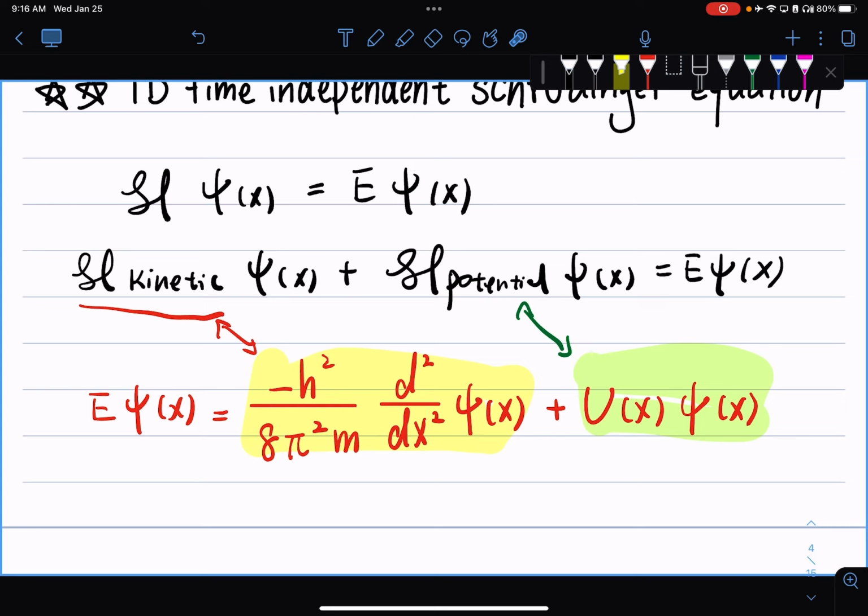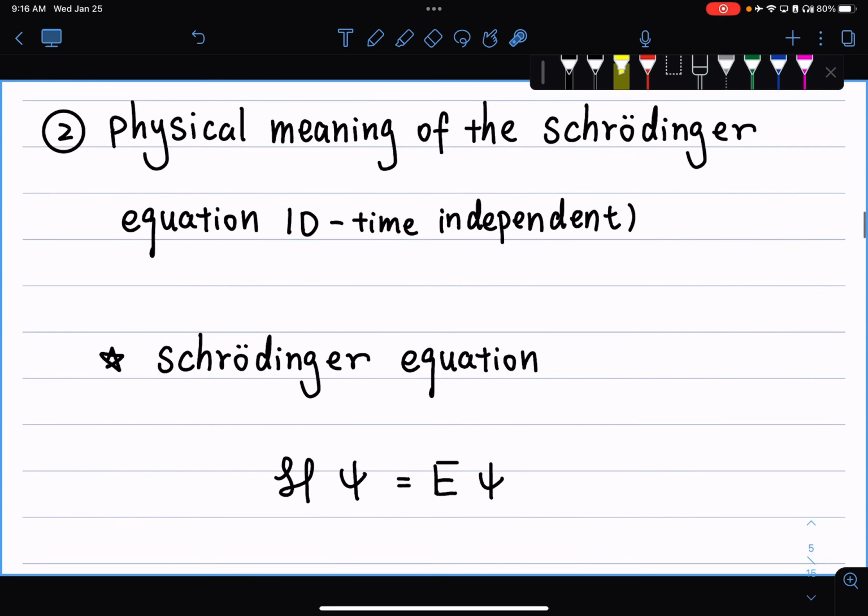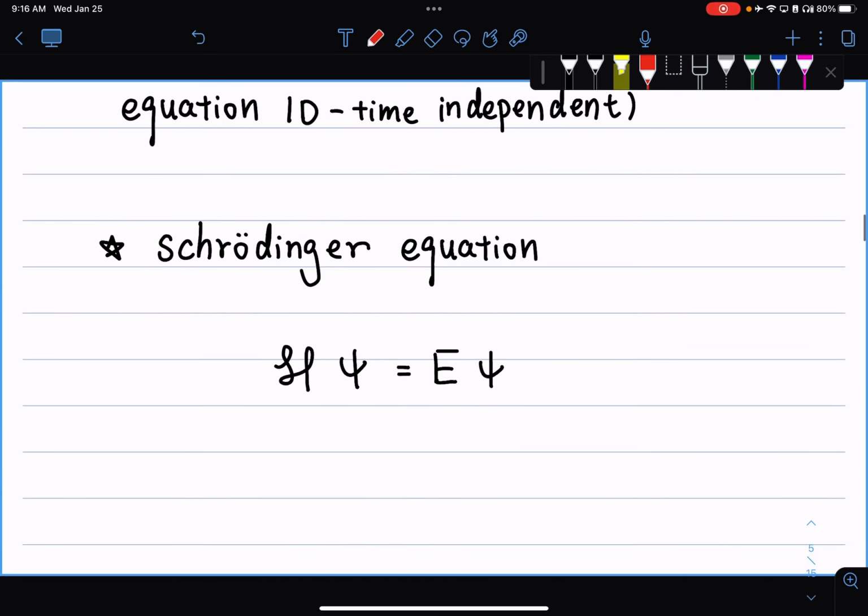Okay, I know it is still confusing, so I'm going to spend a little bit of time just talking about the physical meaning of the Schrödinger equation. Let's leave all the math behind. Just think about it, really think about it, what it means when we have the Schrödinger equation. So, again, we're going to use the one-dimensional time-independent Schrödinger equation as an example. We write it down here. It's Hamiltonian acting on the wave function gives you energy times the wave function.